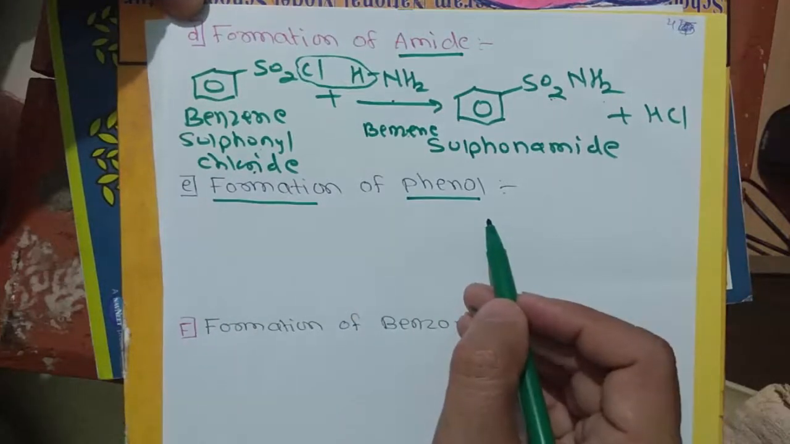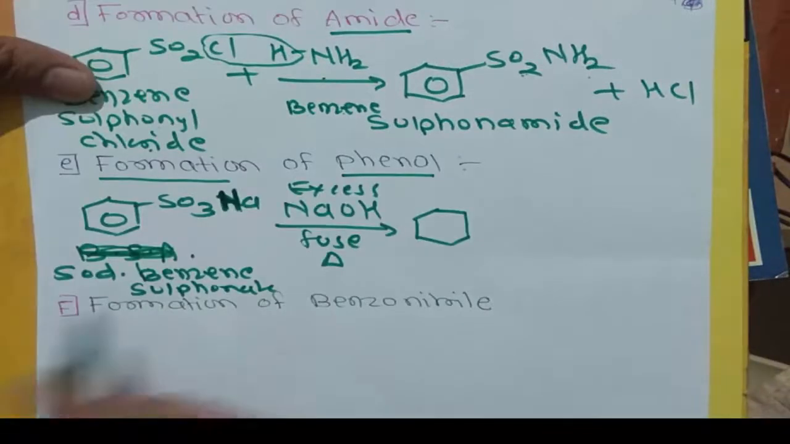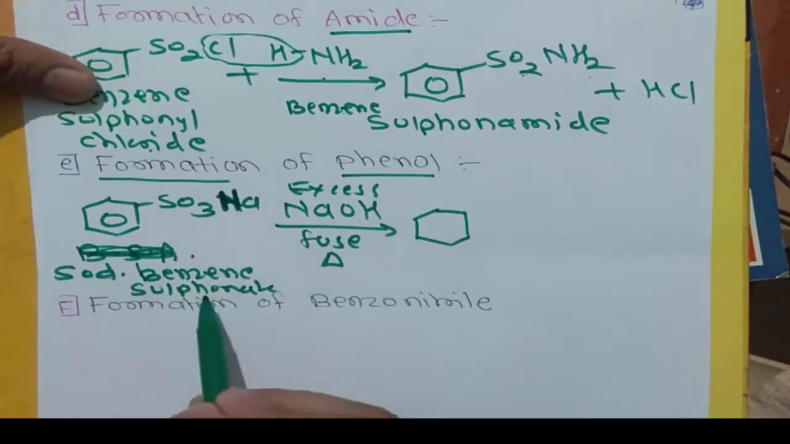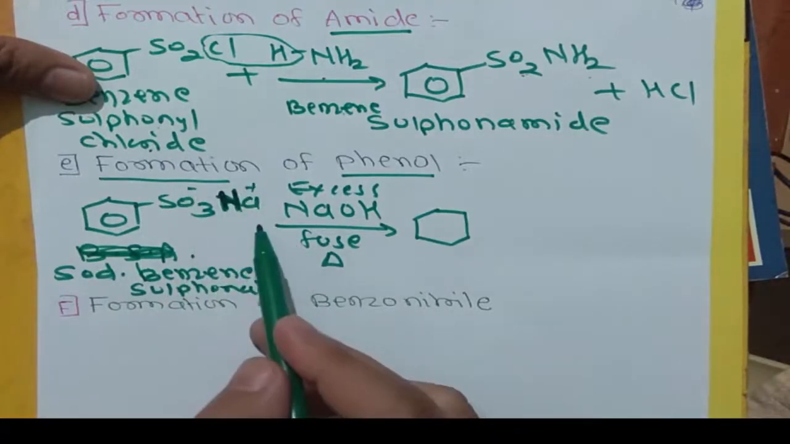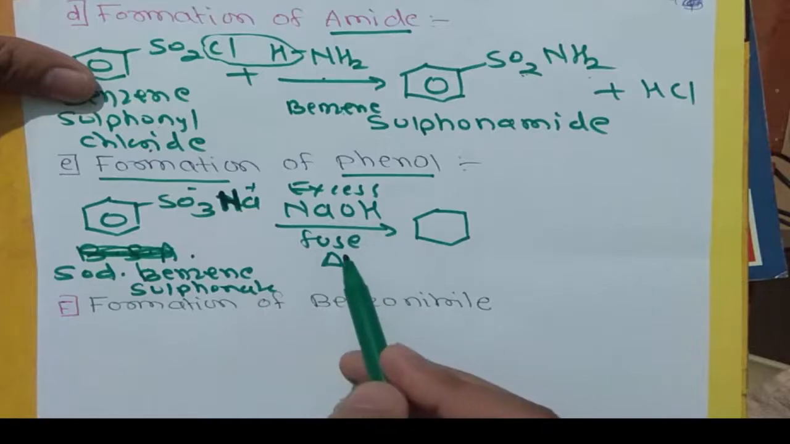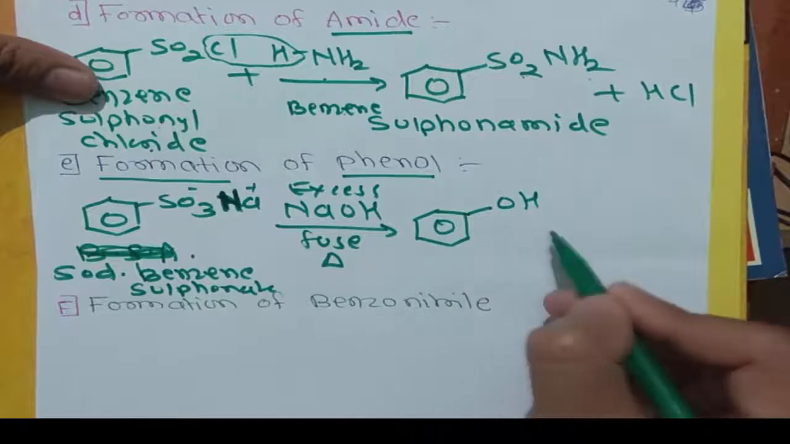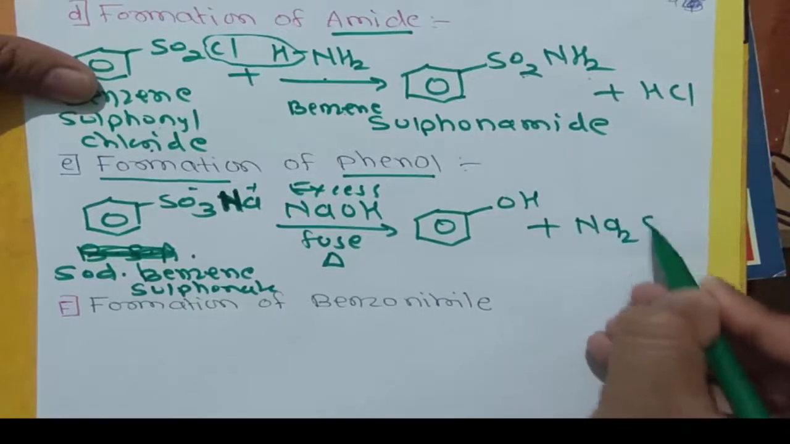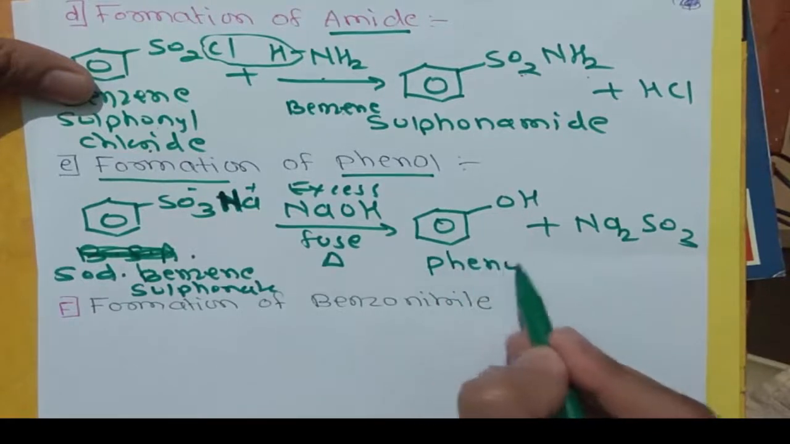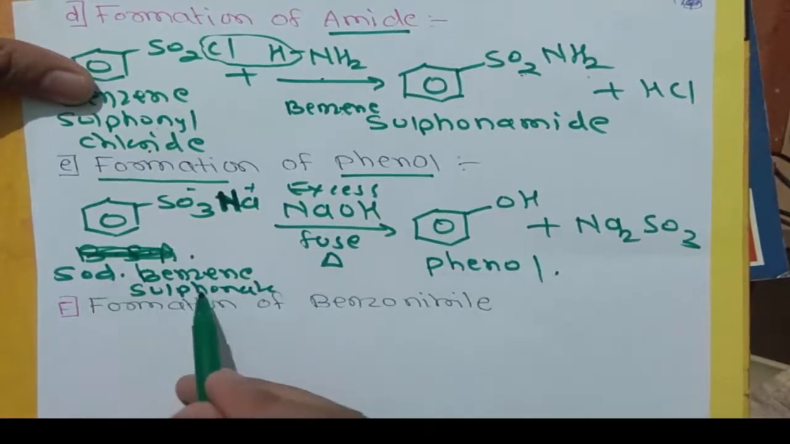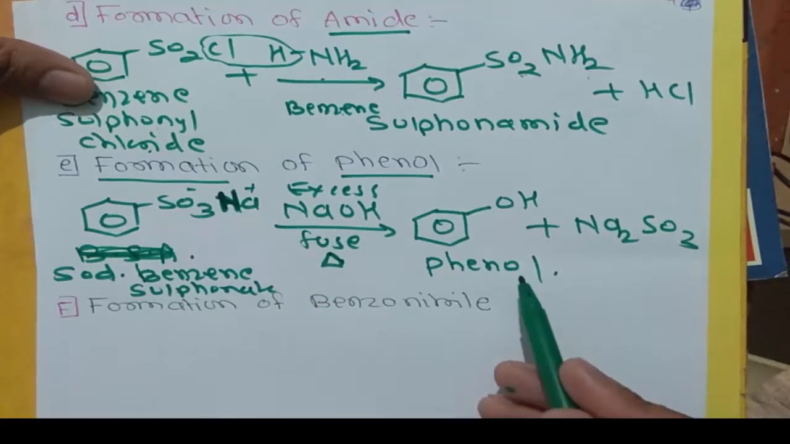We have to form the phenol by using the benzene sulfonate. Sodium benzene sulfonate, SO3 minus Na plus, is reacted with excess NaOH, and there is a formation of OH, phenol, plus Na2SO3. Sodium benzene sulfonate is reacted with excess NaOH, which is fused by heating. There is a formation of the phenol.